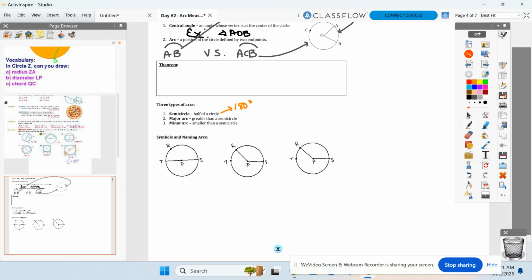Here's what I need from all of you right now, and you can do it in your groups if you'd like. In this first diagram, please name, using appropriate notation, a semicircle. In the second diagram, using proper notation, tell me a minor arc. And then finally, in the third diagram, give me a major arc using proper notation.